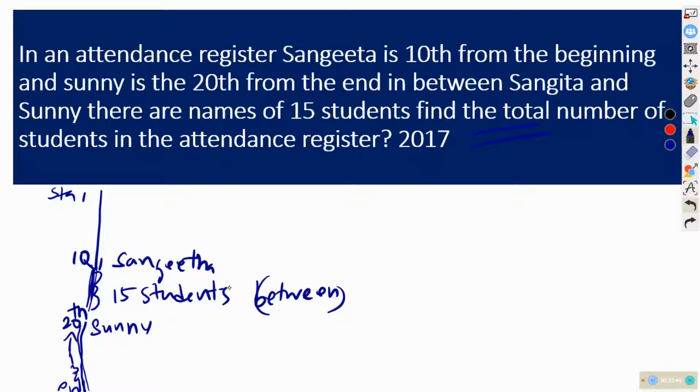So, the question is simple. It is 10 plus 15 plus 20, which is equal to 45. This is the answer.